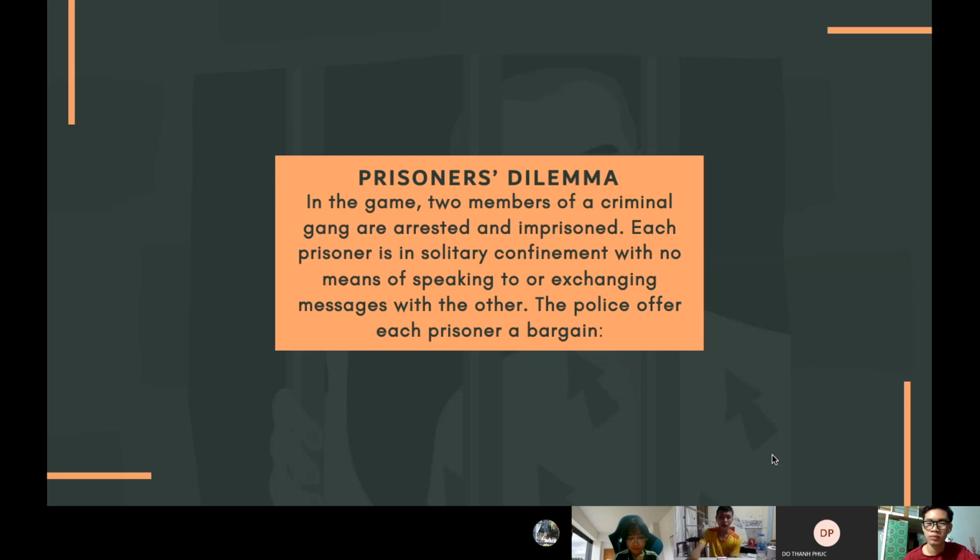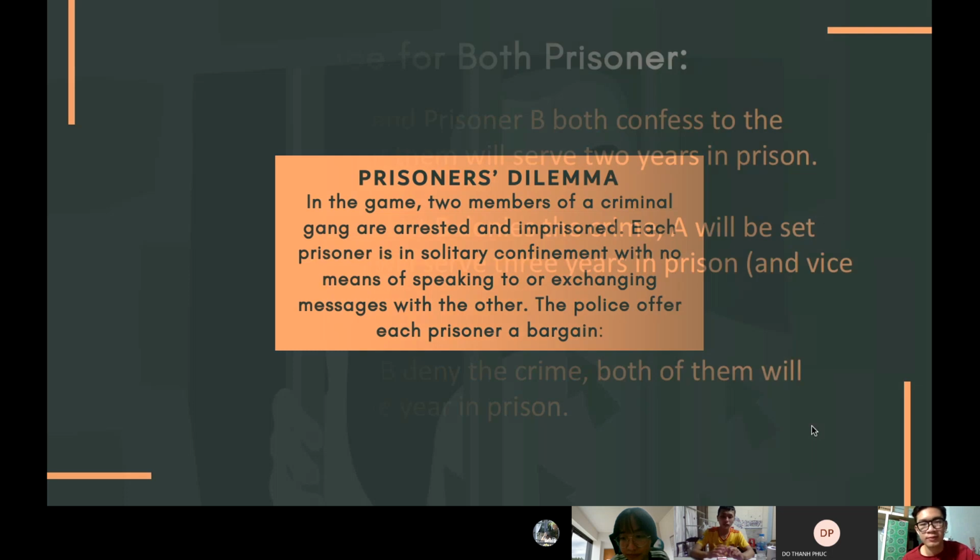I will introduce the game quite briefly. In the game, two members of a criminal gang are arrested and imprisoned. Each prisoner is in solitary confinement with no means of speaking to or exchanging messages with the other. The police offer each prisoner three options. Next, please.